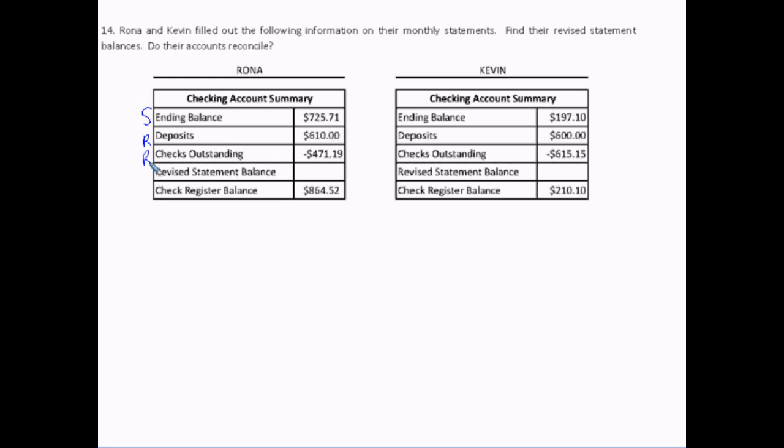We have their check register balance here at the bottom, and we're going to see, using just that formula we just did, will this match? We add the deposits, we subtract the checks outstanding, and that will give us the revised balance. So we take 725.21, oops, sorry, 71, add 610 and subtract 471.19. And we get 864.52. Does that balance? Yes. Now you guys try that one and tell me if it balances.